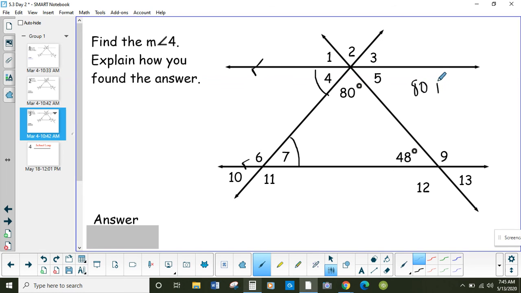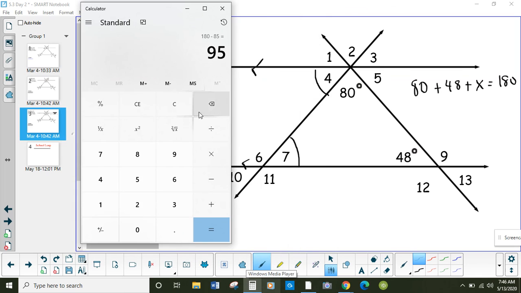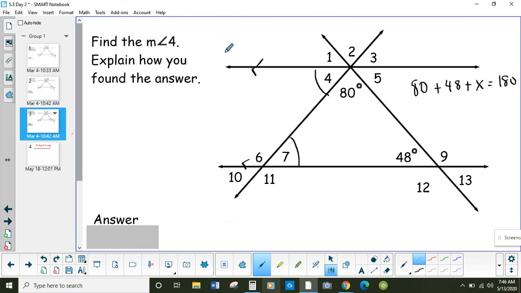I can say 80 plus 48 plus angle 7, whatever it is, we'll use an x, equals 180. Let's go ahead and do our shortcut this time. We'll take this here and we'll go 80 plus 48. And I should delete this and type in 180 minus 128 to get it right. But I'll just switch the order and just remember that my sign will be wrong. So that's supposed to be a positive, but it's negative 52 because I did it in the wrong order. So that's 52 degrees.